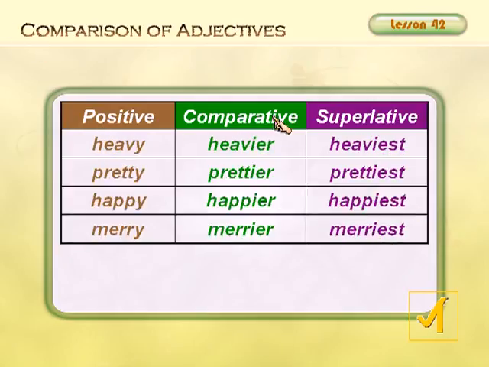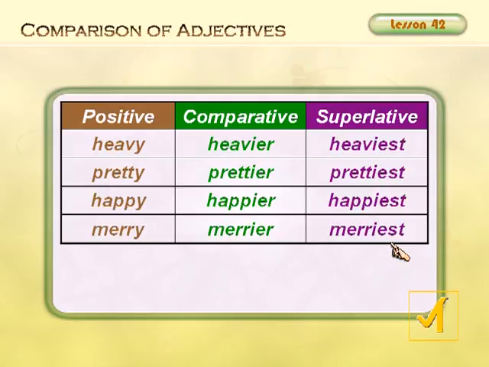Here, positive, comparative, superlative. But the words which are in positive, they end in Y. When the words end in Y, in the comparative, you add IER. Y is changed into I, and as usual, you are adding ER. And in the superlative, you add EST. So, heavy, heavier, heaviest. Pretty, again it ends in Y, so you are using IER in the comparative, IEST in the superlative. Happy, it ends in Y, so IER in the comparative, IEST in the superlative. Merry, it ends in Y, so merrier, IER, it becomes comparative, IEST superlative.